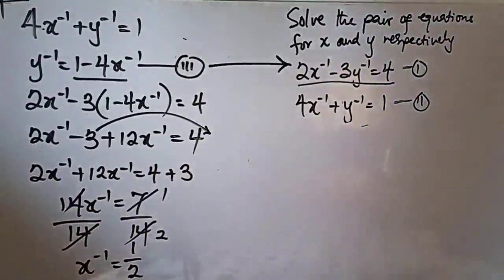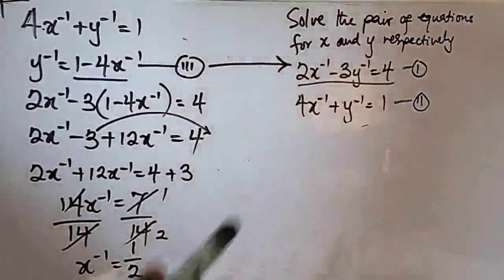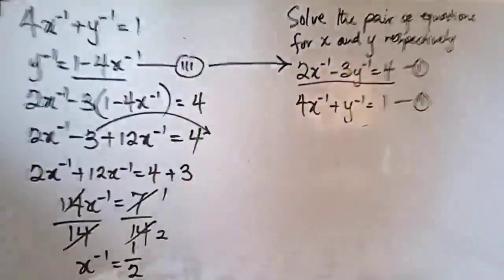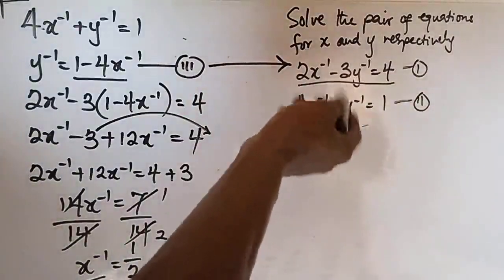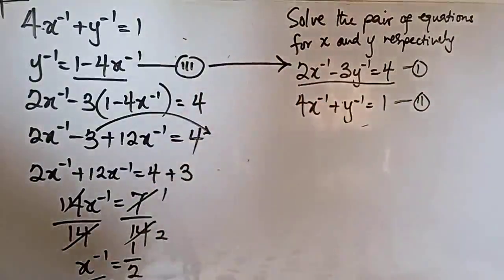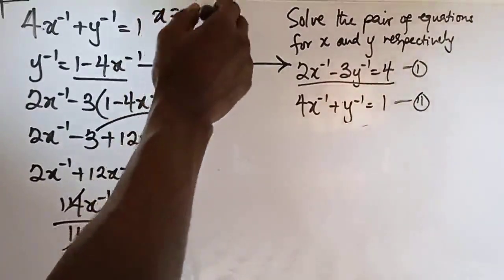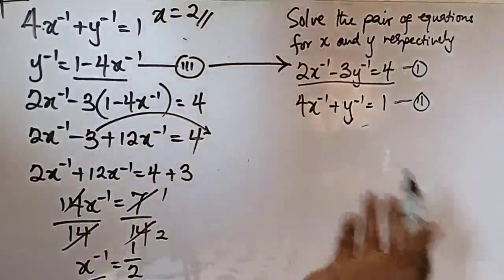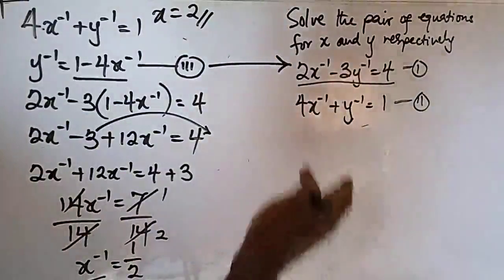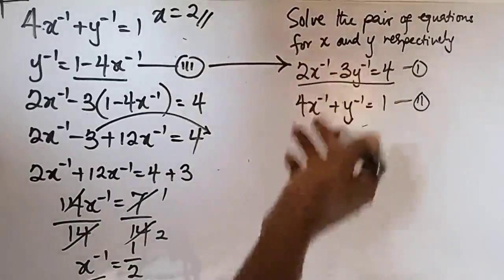Now in solving for y, take note we are told to look for x and y. In that vein, we can put 1 over 2 for x raised to power minus 1 in either of these equations. Remember that from our calculation here, x equals 2. You can choose either of the equations. Which one should I use? Okay, let me use equation 1.